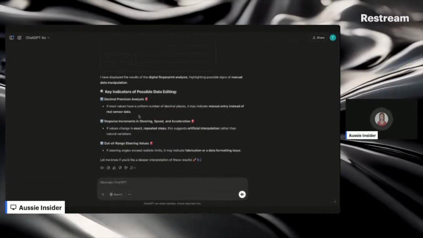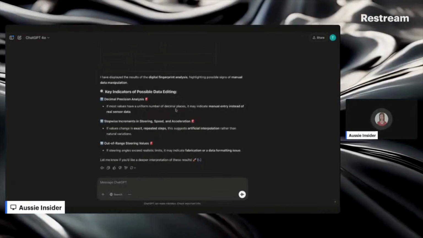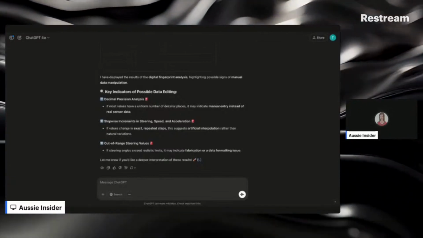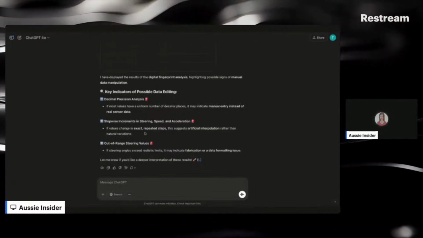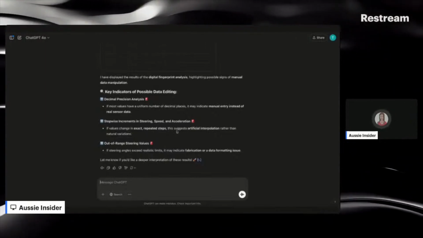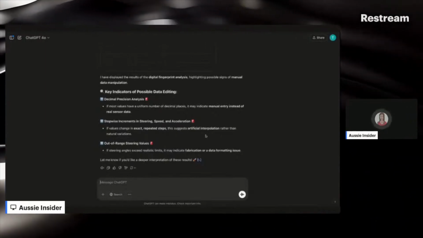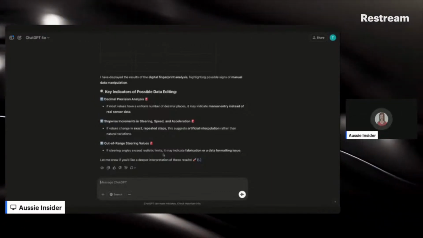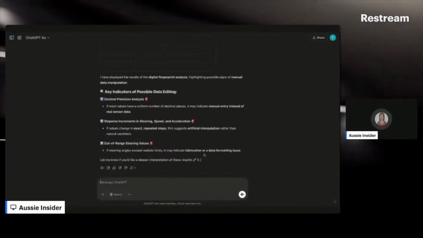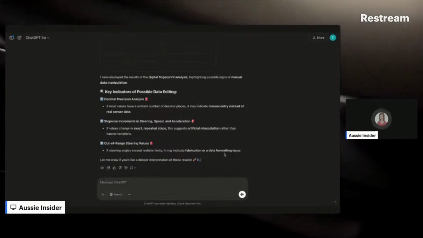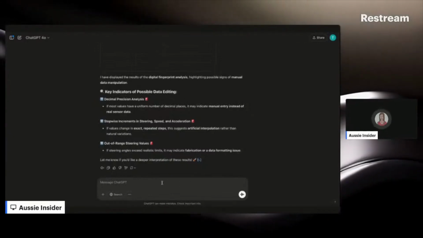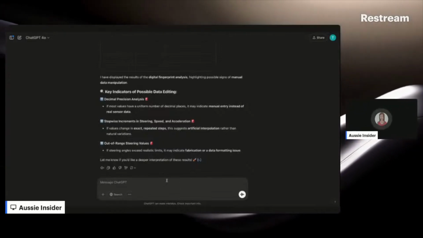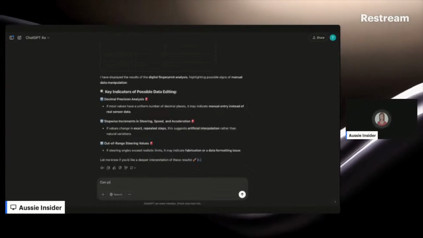Interesting. So the sensor data wouldn't be a uniform number of decimal places. That's good to know. If values change in exact repeated steps, this suggests artificial interpolation rather than natural variations. And if steering angles exceed realistic limits, it may indicate fabricated or data formatted issue. So let me ask it to create a report.